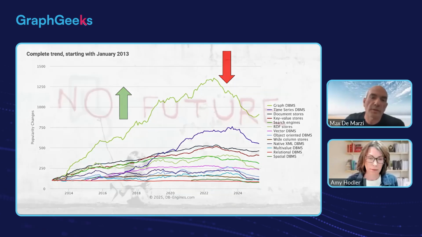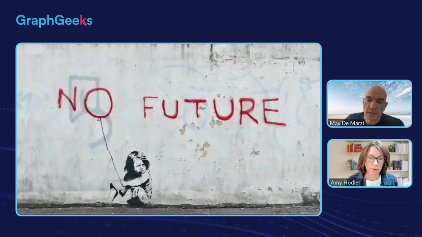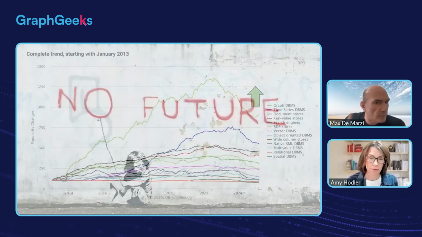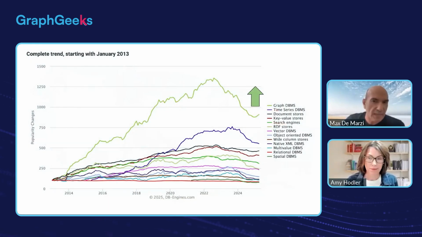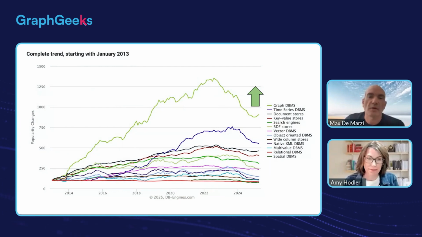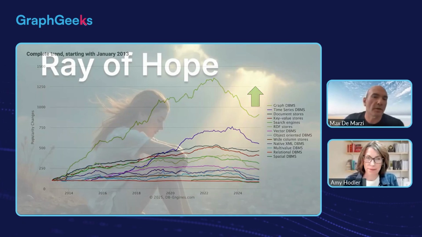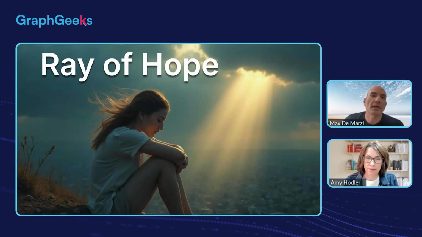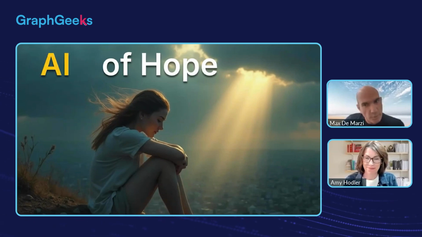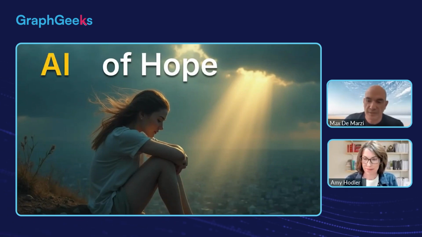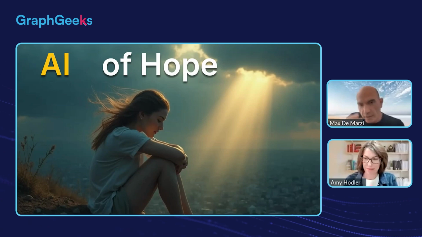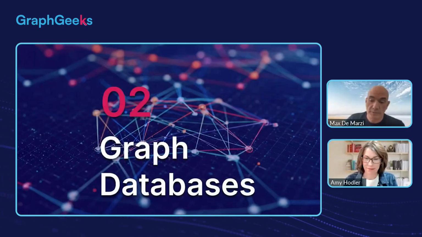So you might think, well, it looks like graph databases just don't have much of a future at all. And you would be right, but wait, there's a small, tiny little upward shift happening right there at the end of this year. And that is a little ray of hope. You might even say it's an AI of hope, and let's just hope it's not a hallucination. All right, where was I? Oh, yes, I was talking about graph databases.